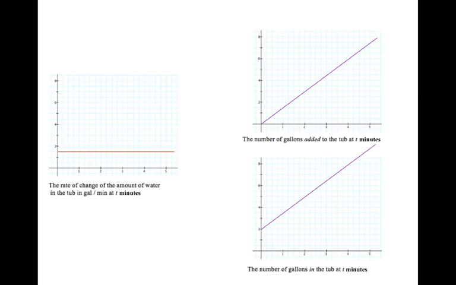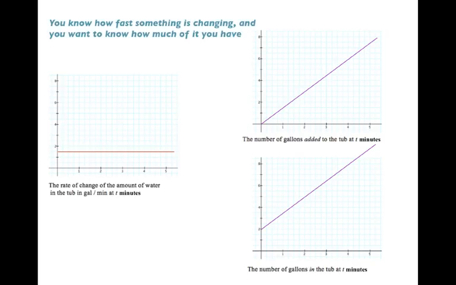This is what you should have. The rate of change is constant. No matter how much time has gone by, you still have 1.5 gallons per minute. That's your rate of change. Most of you eventually ended up there, and many of you got it right at the beginning. So in this endeavor, you know how fast something is changing at every moment, and you want to know how much of it you have at every moment.